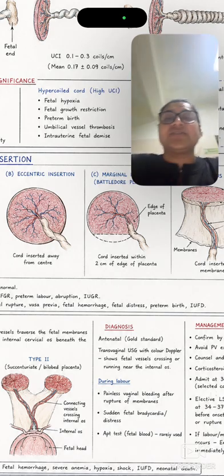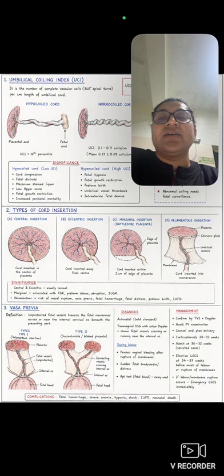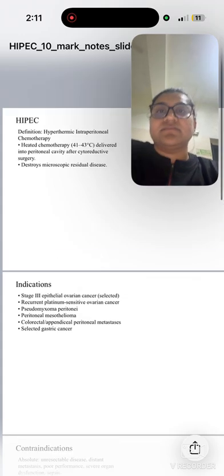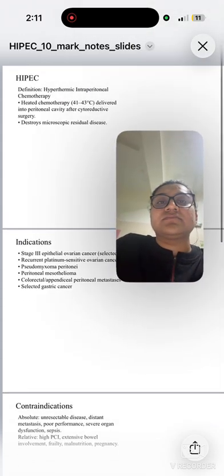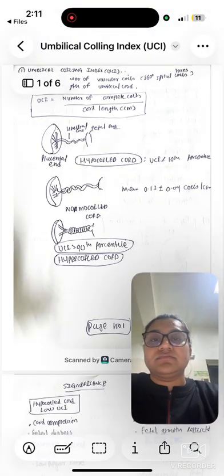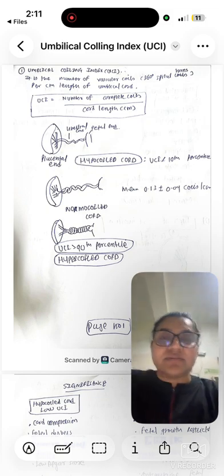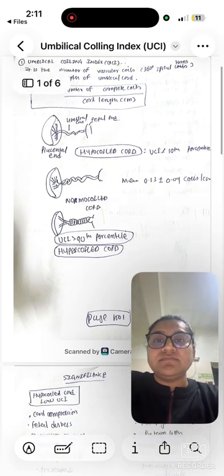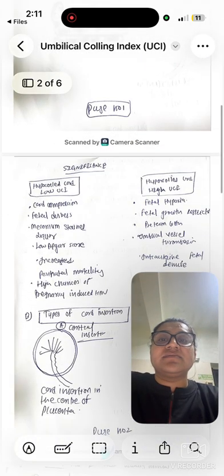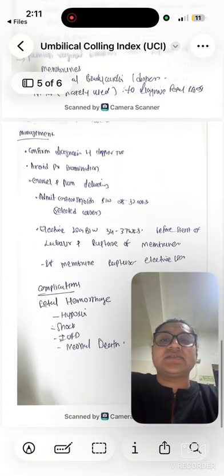So this was the question. I'll show you that it's not just a one slide question. It fills your 6 pages. So you can see this is how I wrote the answer. First page, second page, third page, fourth page, fifth page, and the sixth page.